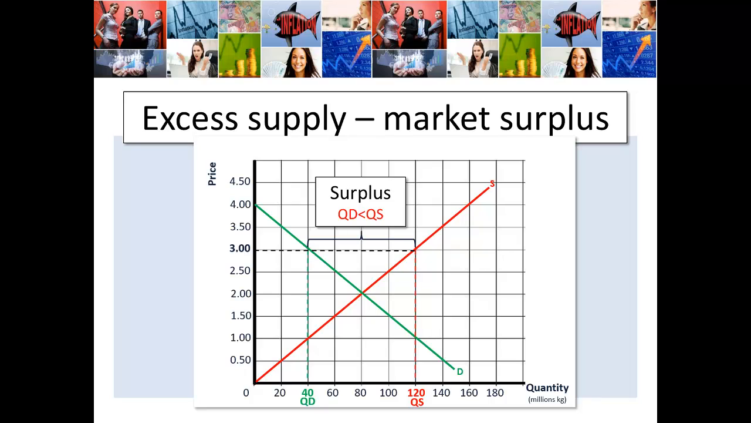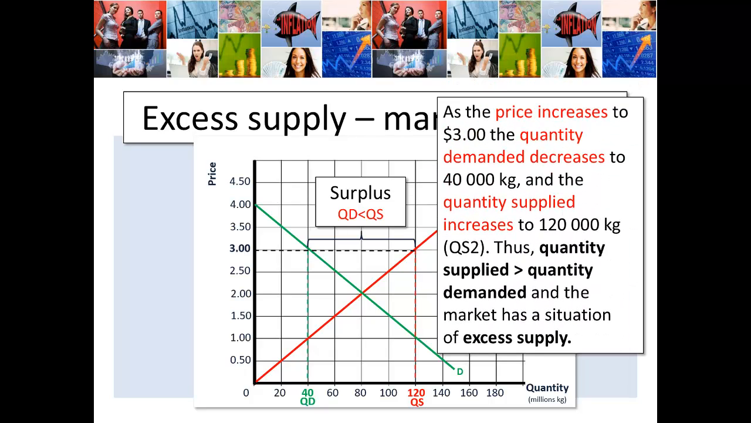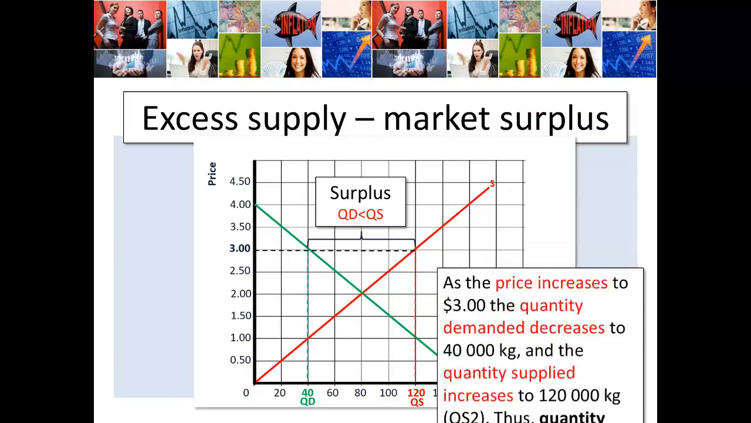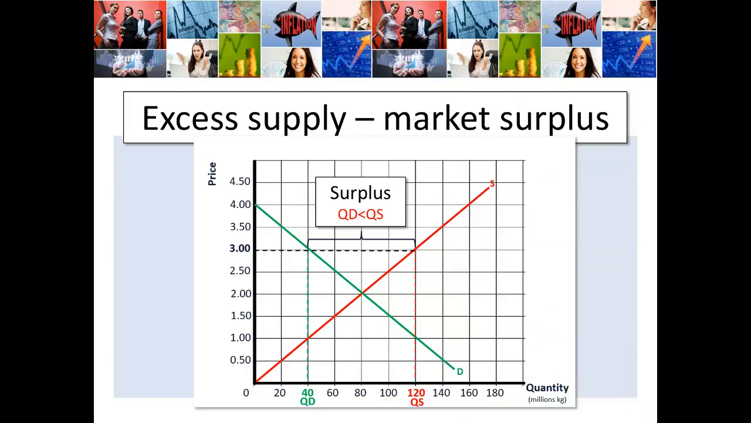A surplus is where quantity demanded is less than quantity supplied. As the price increases to $3 from the initial equilibrium price of $2, the quantity demanded decreases and the quantity supplied increases. In the end, at that price, quantity supplied is greater than quantity demanded, and the market has a situation of excess supply.